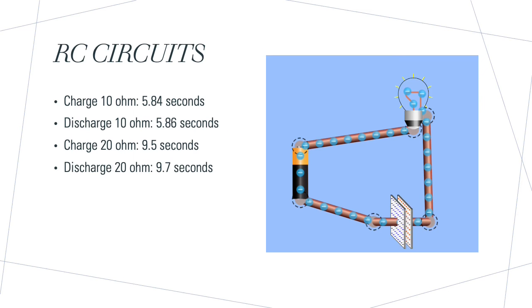RC circuits, however, are time dependent. So in this case, we charge and discharge a 10 ohm and a 20 ohm light bulb. So to charge and discharge a 10 ohm, I got about 6 seconds, and then to charge and discharge a 20 ohm, I got about 10 seconds. But then we were asked to calculate it for a 30 ohm light bulb.